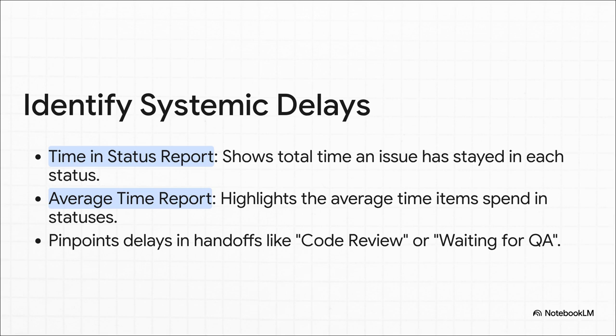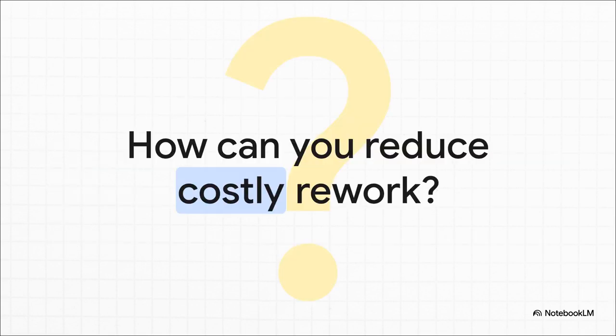You can finally get real answers to questions like, is our code review process actually getting better over time? Spotting these patterns is absolutely key to improving your team's velocity. All right, next up, let's talk about rework. It's that soul-crushing thing that happens when a task you thought was completely finished comes boomeranging right back to your to-do list. It's a massive productivity killer.